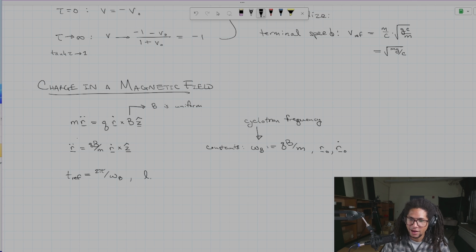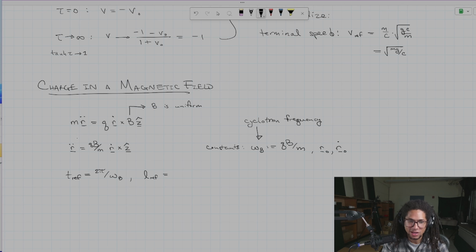And then L ref, well, I'm going to need to use r naught dot. Back up. Now I need to figure out L ref. And it turns out that I actually have some good choices and some bad choices to make here. As I said before, there's no correct non-dimensionalization, but there are going to be some unhelpful ones for sure.